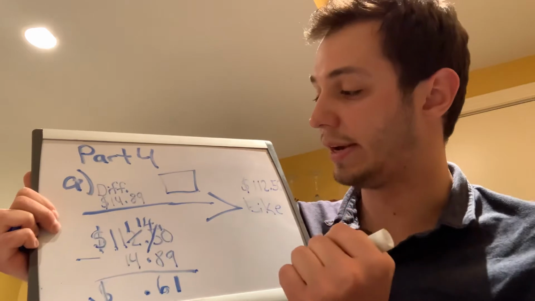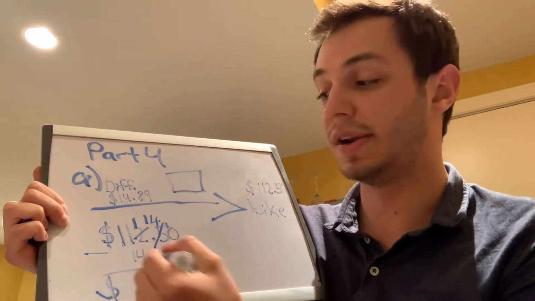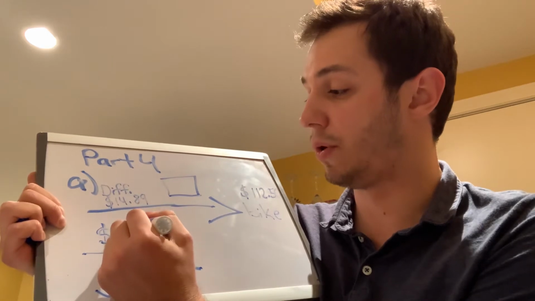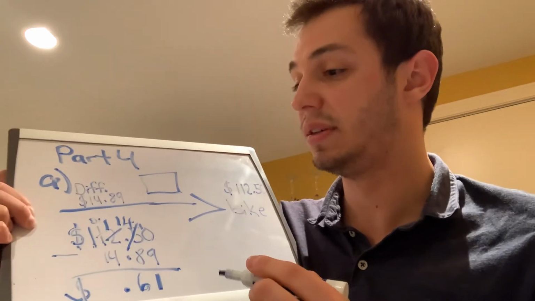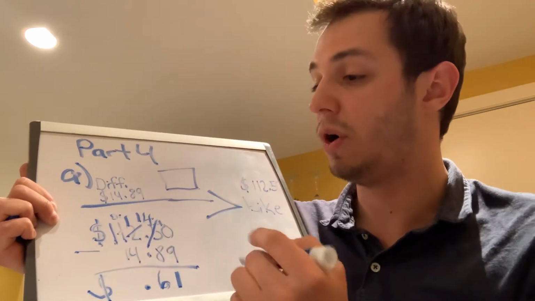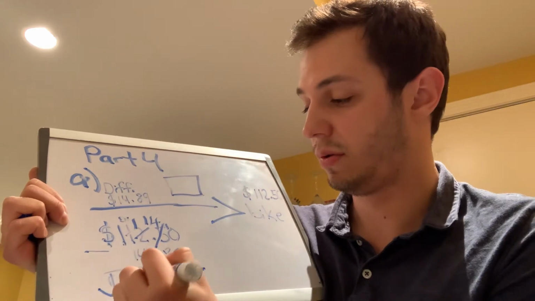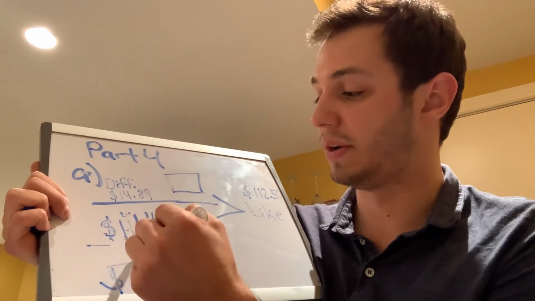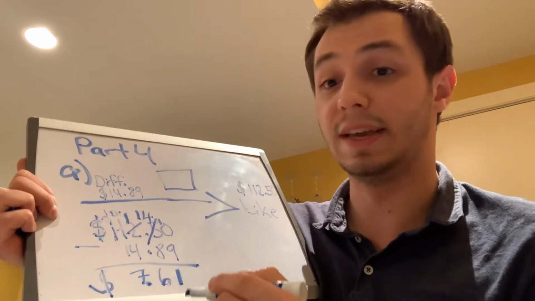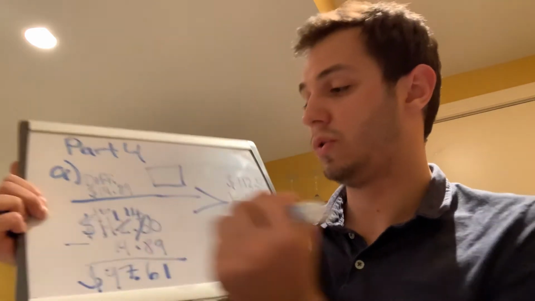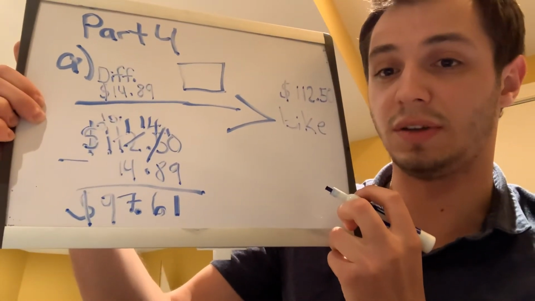My decimal's already lined up. Now I have a 1 minus a 4. I cannot do that, so I'm going to borrow from the other one, which will become a 0. 11 minus 4 will give me 7. And then 0 minus 1 I cannot do, so that'll be a 0. 10 minus 1 is 9. So my answer, guys, is $97.61. But we're not done yet. We know the price of the mystery item, which is $97.61.